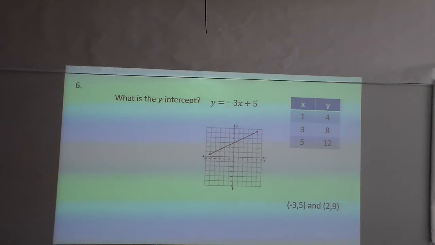Now to find the y-intercept. I love this first problem. You have y equals mx plus b. Well, your y-intercept is just this last number here. It's the b, that 5.